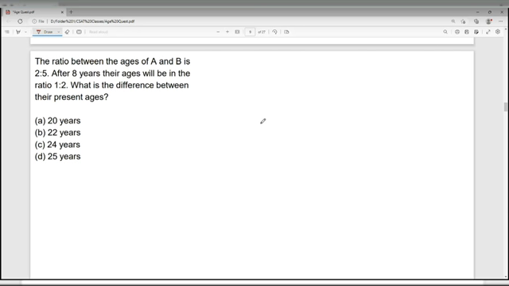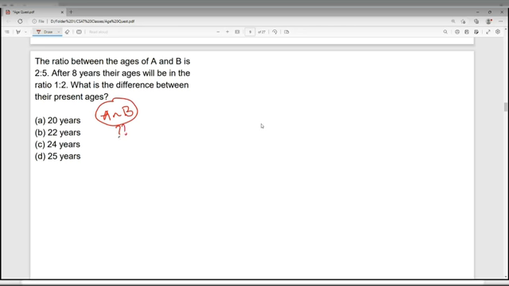So as we've already discussed, you have to read the question twice. The question says the ratio between the ages of A and B is 2:5. After 8 years, their ages will be in the ratio 1:2. What is the difference between their present ages? So you have to find out the difference between A and B, and that you have to remember.